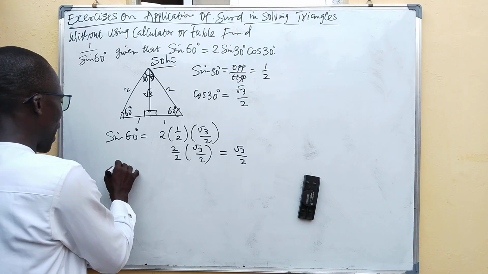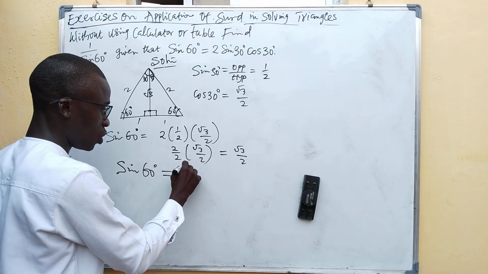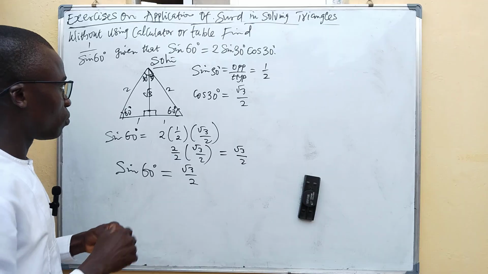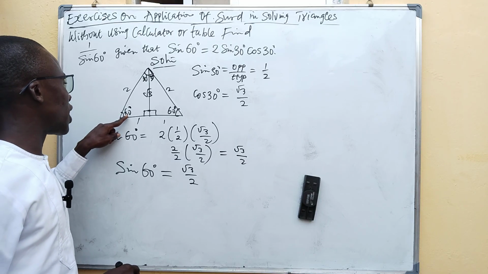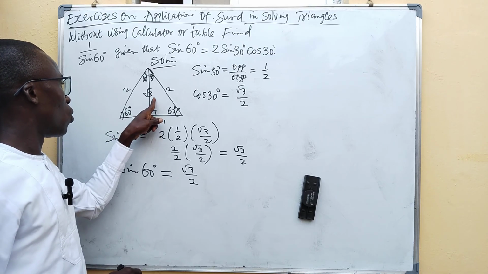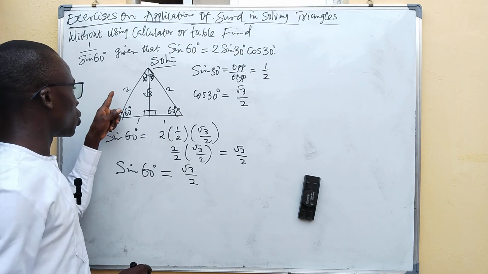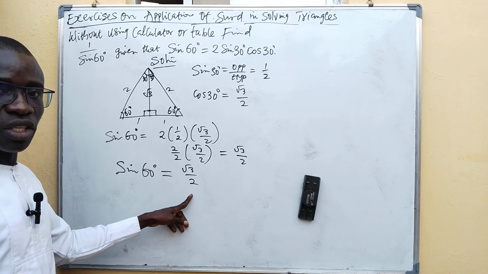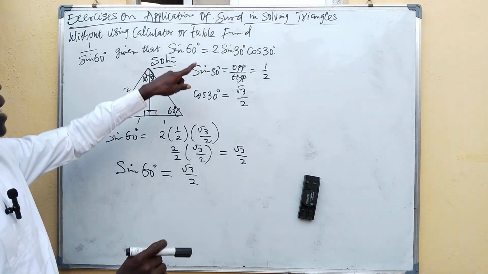Which means the calculated value of sine 60 is root 3 over 2. Do you check? Well, let's check the diagram if it is true. What is sine 60? With respect to this 60, where is our opposite? This is it. Now, hypotenuse remains hypotenuse. So sine 60 is opposite over hypotenuse, root 3 over 2. You can see, root 3 over 2. Having done this, then you go back to the question.